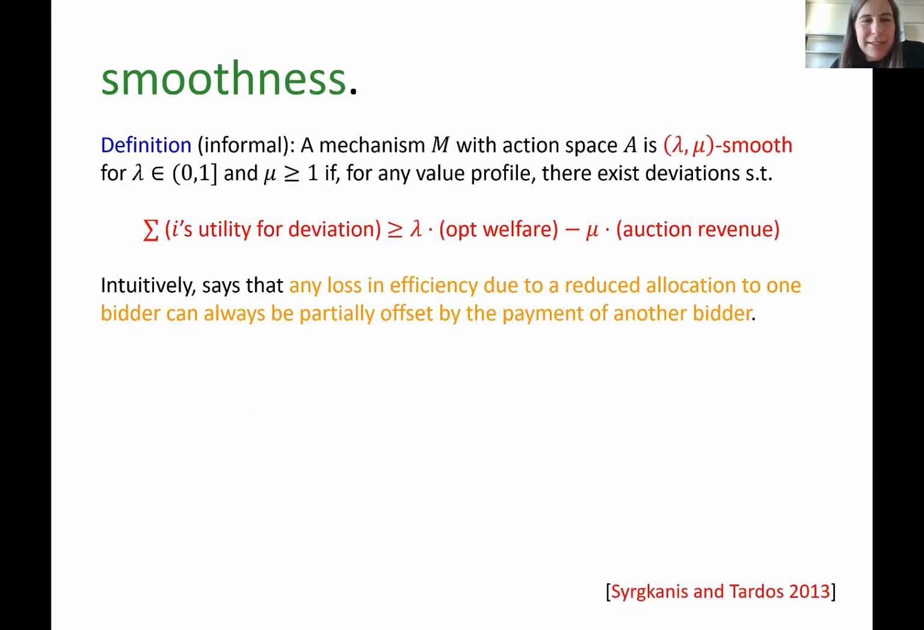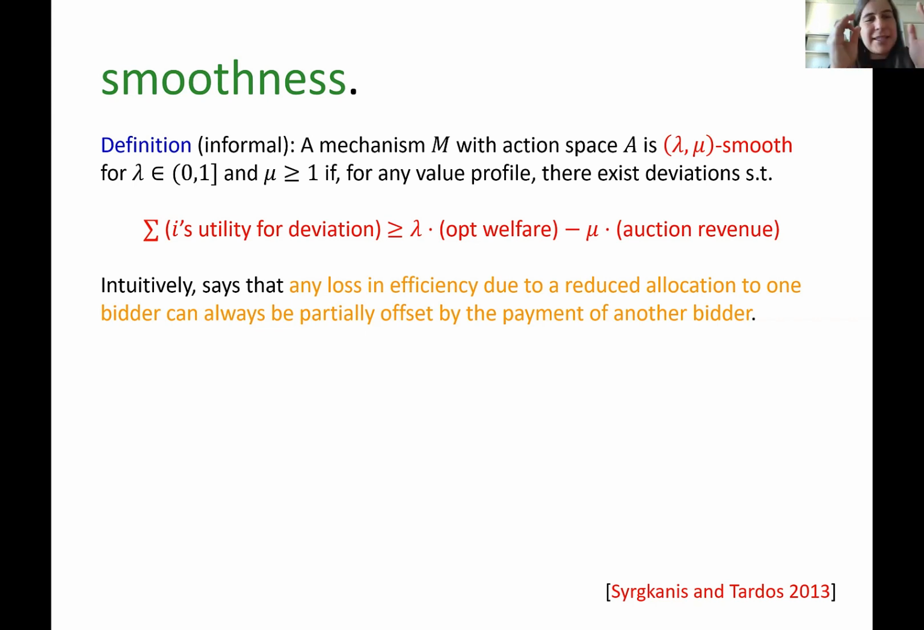Cool. So let me tell you about the positive results. The first positive result is going to leverage this concept of smoothness, which was defined for games in a paper of Tim Roughgarden and for auctions in a paper of Syrgkanis and Tardos. I'm not going to have time to tell you exactly what smoothness is, but I'm going to try and give you some intuition, which is that a mechanism is considered smooth if there's this, the famous smoothness inequality, which is what's written in red on my slide.